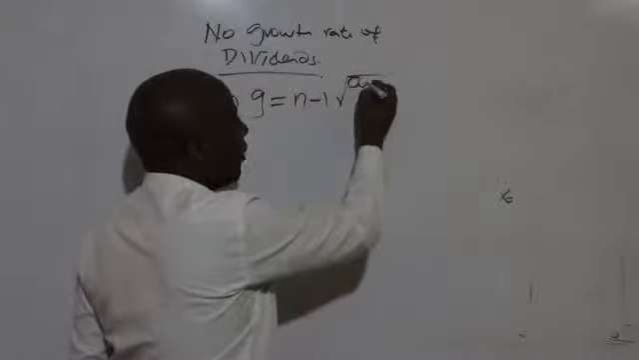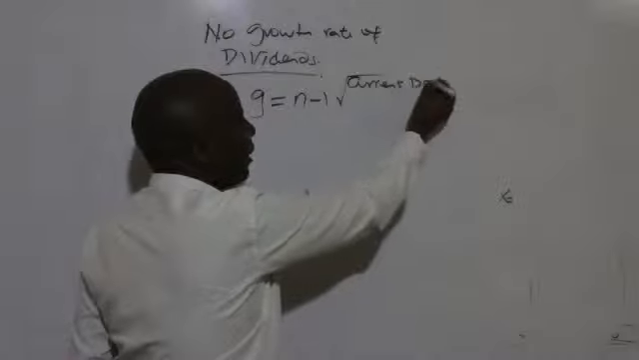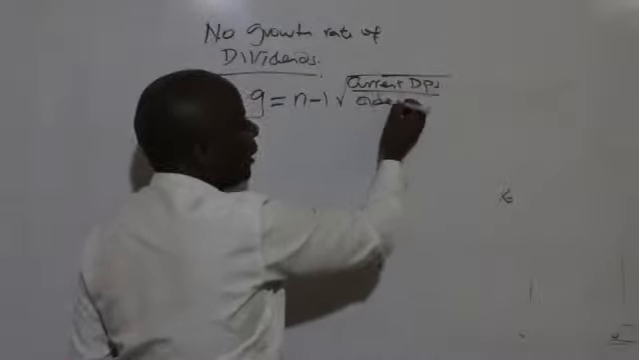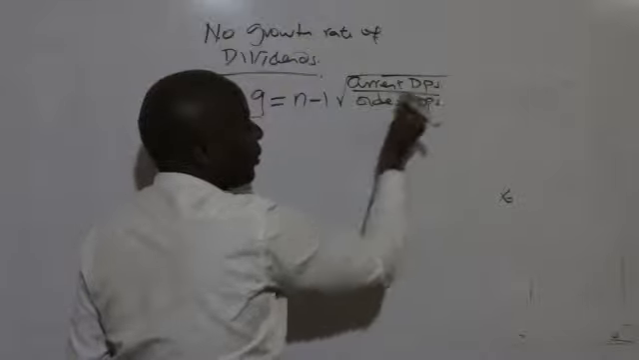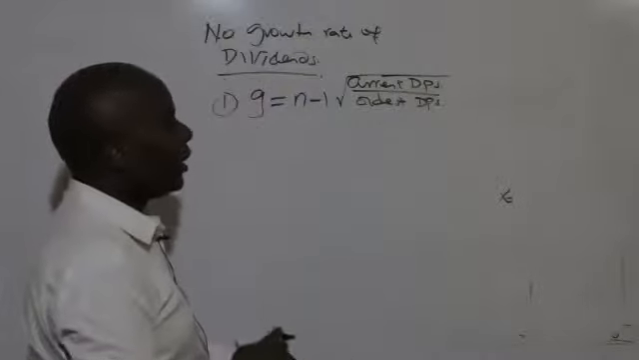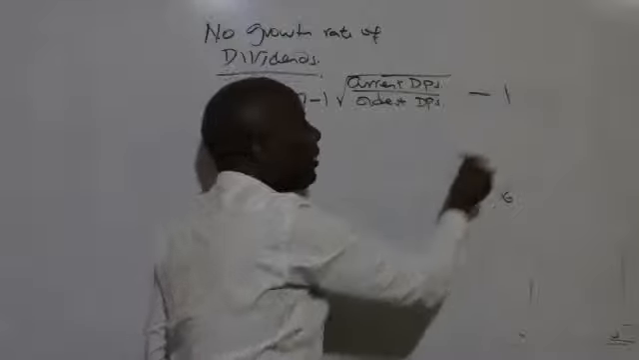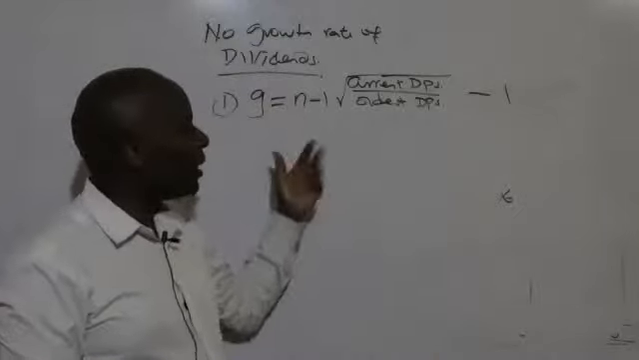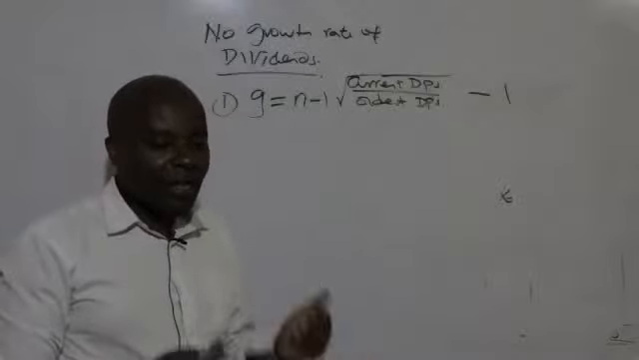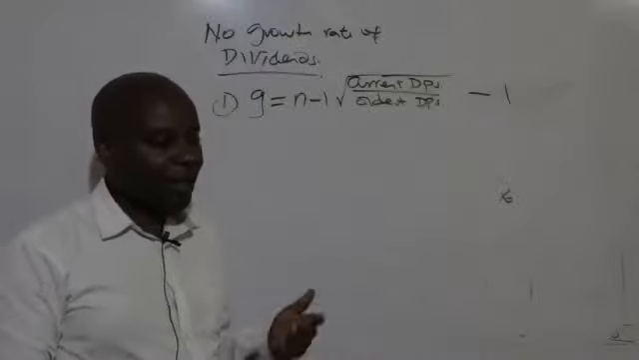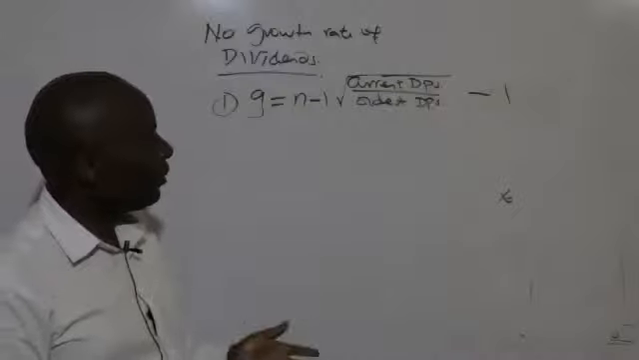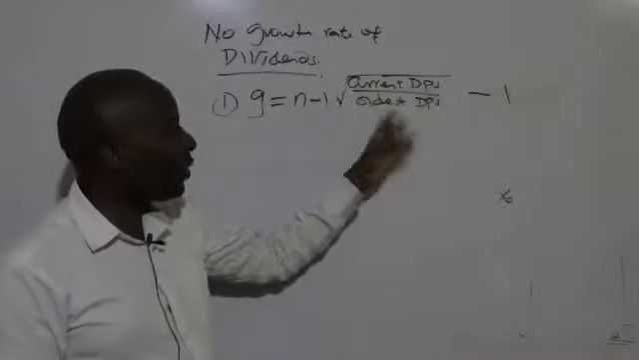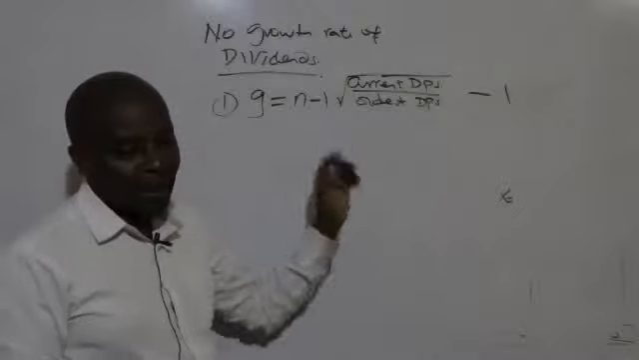we have the current DPS, all over the oldest DPS. And then at the end of the day, we'll come and subtract 1. Remember, N stands for number of years. So it is the N minus 1 root of current dividends over oldest dividends, minus 1.